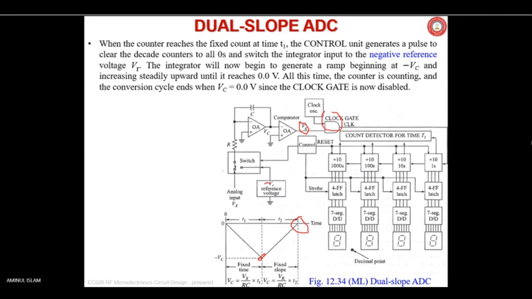When the counter reaches the fixed count at time T1, the control unit generates a pulse to clear the decade counters to all zeros, and switch the integrator input to the negative reference. I mean to say, a reference voltage, here it is negative. It will be like this.